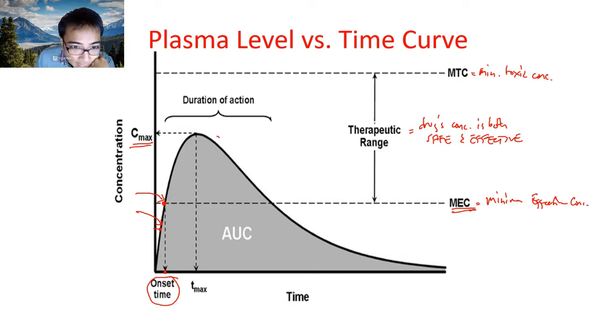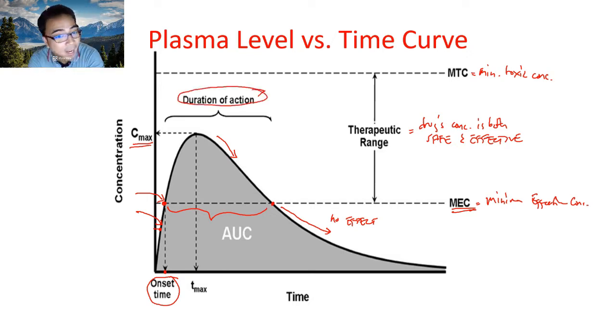Once, class, na ang elimination phase ko, bumaba na sa MEC, correct? Once it goes below the MEC, no effect na yung gamot ko. So, hence, class, from this point to this point, we call this the duration of drug action. Duration of action. Hanggang dyan may effect ang gamot. And that's after 1 dose.